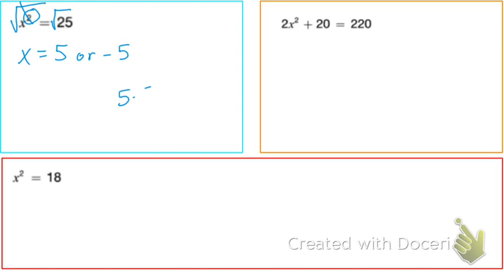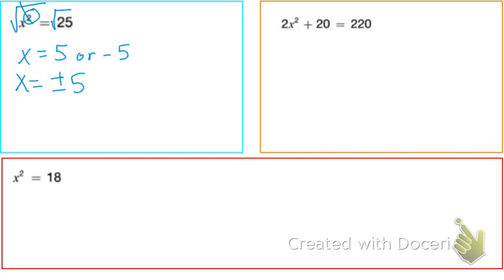Because just like 5 times 5 gives you 25, negative 5 times negative 5 also gives you 25. Negative 5 squared is also 25. So you can write it like that, or sometimes they'll write it like this, plus or minus 5.